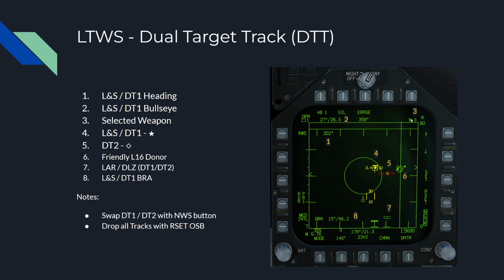So this is also showing my selected weapon. Your DT2 is this guy over here. It's kind of hard to see, but he's going to have a little diamond in the middle of his HAFU.